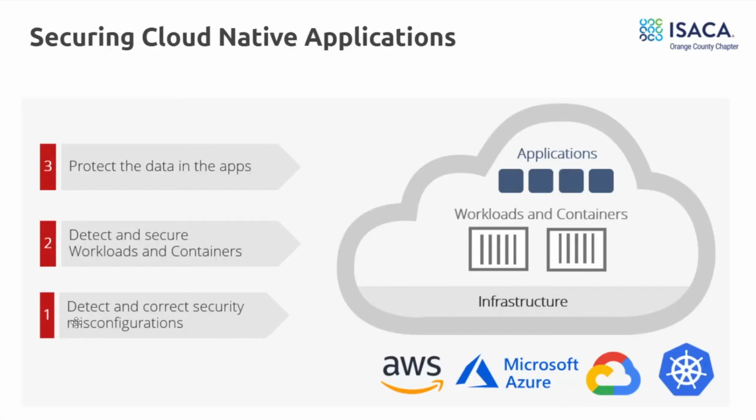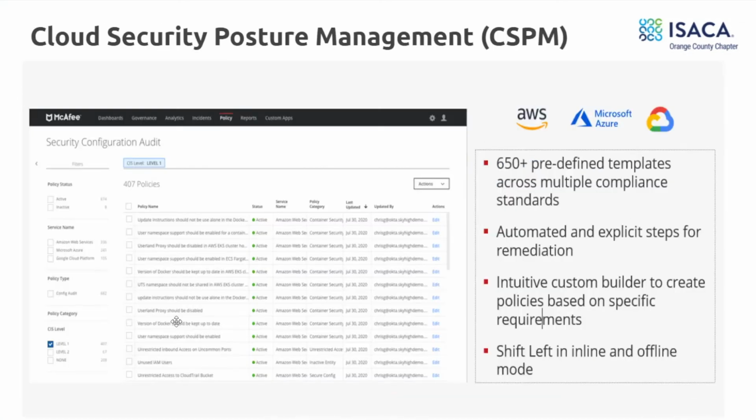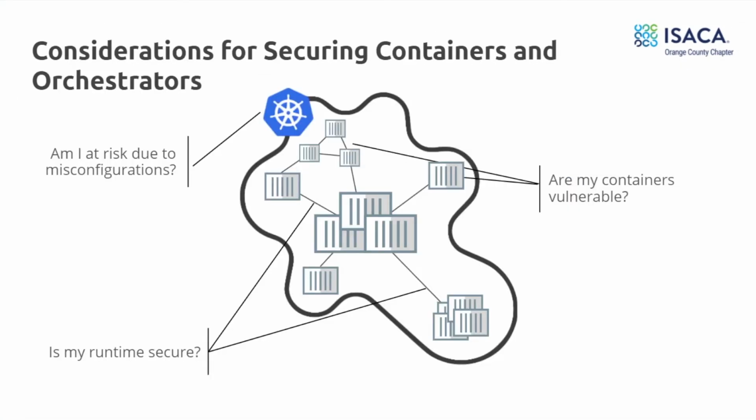So the way we do that is by securing IaaS and PaaS components in these different cloud providers today. We are able to detect and correct security misconfigurations, detect and secure workloads and containers, and then protect the data in those apps by providing data loss prevention capabilities, as well as malware scan capabilities for blobs, stores, and Google storage buckets.